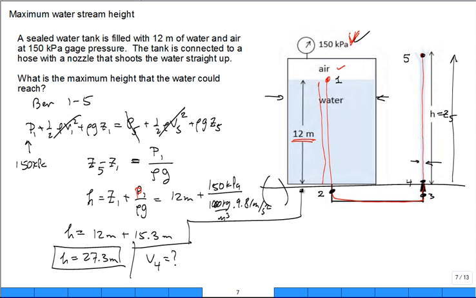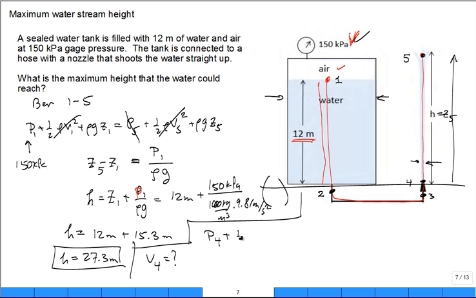How do you solve for V4? Bernoulli. You can do Bernoulli's backwards or forwards. You can go from 1 to 4, or 5 to 4, or 4 to 5, one way or the other. It really doesn't matter. Okay? So if we do Bernoulli from 4 to 5, what does the equation look like?